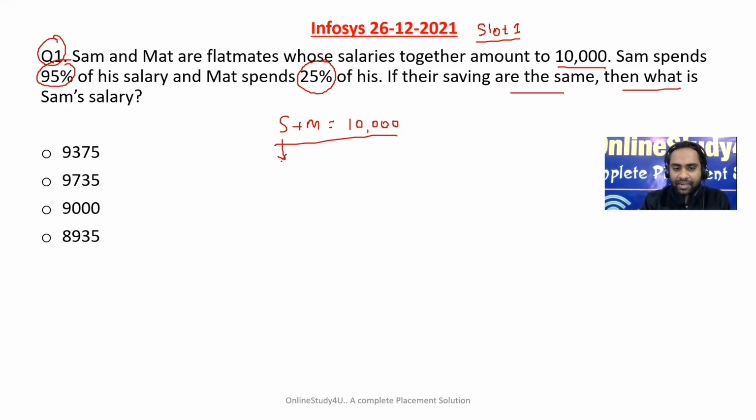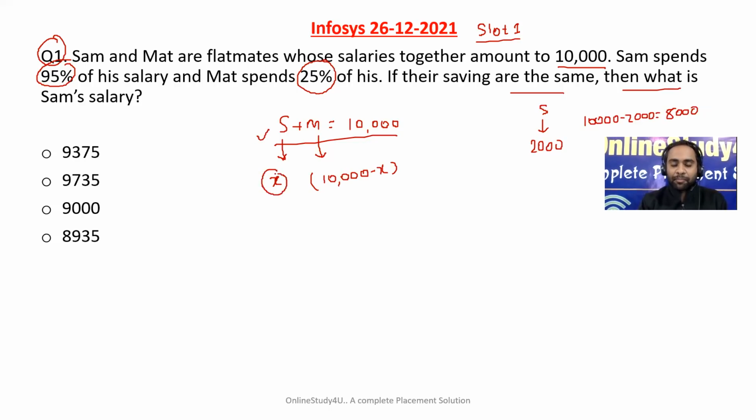Now Sam's salary I will assume X, then obviously Matt's salary will become 10,000 minus X. This is similar to, suppose Sam's salary I assume 2,000, then Matt's salary will become 10,000 minus 2,000, that is 8,000 rupees, right? In a similar fashion, Sam's salary is X, then Matt's salary will become 10,000 minus X.